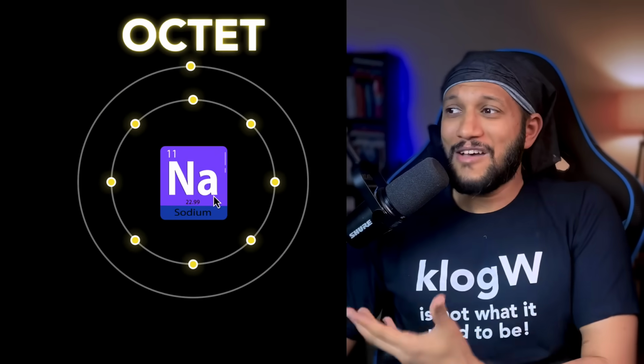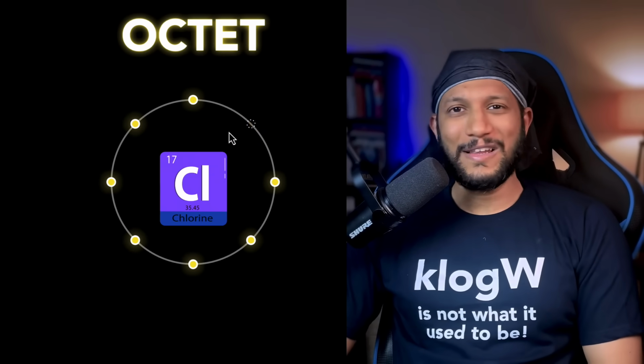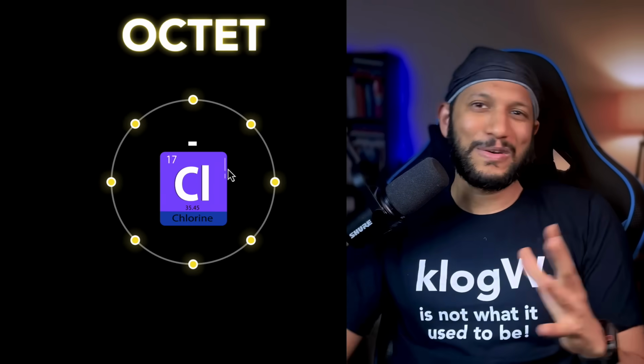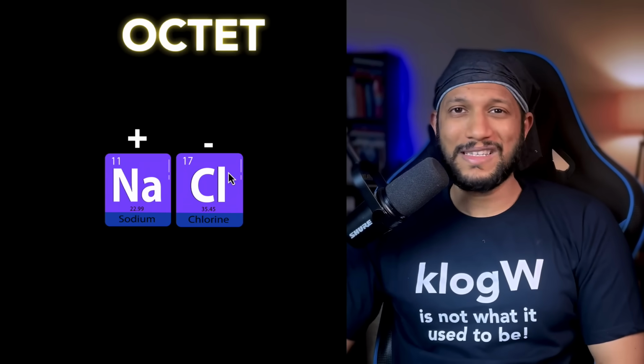For example, if elements have 1 extra electron, they tend to lose it. If elements have less than 8 electrons, they tend to gain an electron, all because they want to form 8 electrons in its outermost shell. And this becomes the core motivation for elements to form bonds. And then we go about learning different kinds of bonds and so on and so forth.